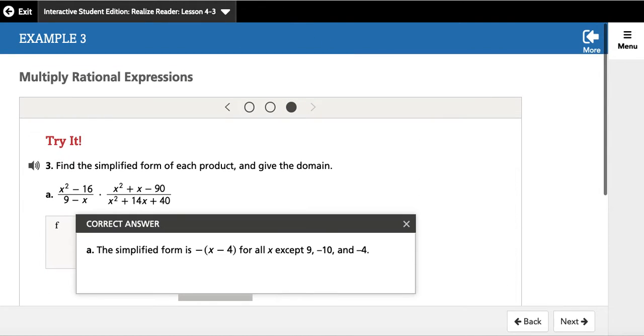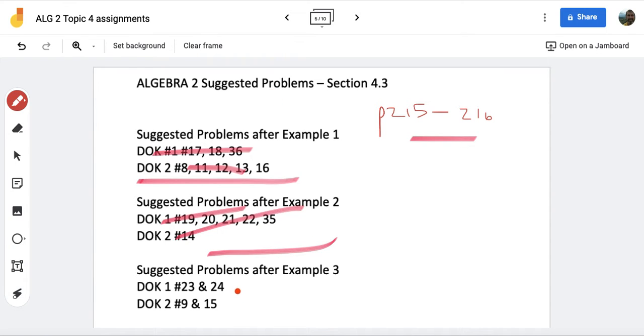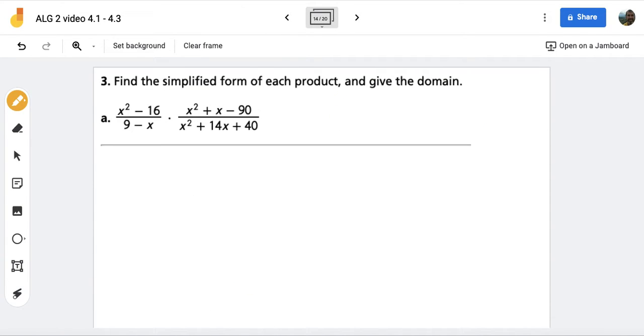Okay, and now homework that you can do from example 3 would be these four: 23, 24, 9, and 15. I'm going to do those problems out right now. The x squared minus 16 factors into x minus 4, x plus 4. It's a difference of squares. Hopefully you practiced this enough, had enough problems of these that you can picture what these special cases are.